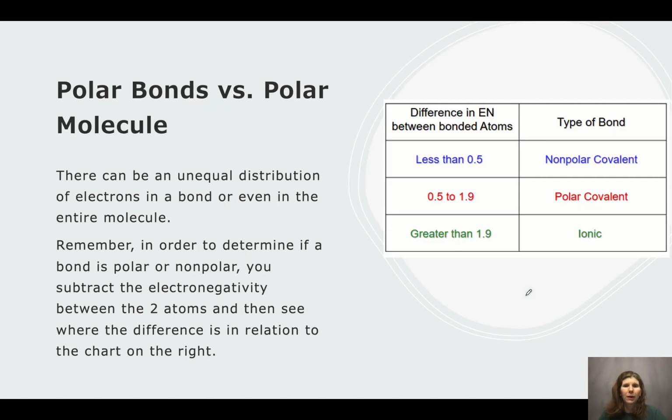So let's look at that. Polar bonds versus polar molecule. You can have this uneven or unequal distribution of electrons within a bond. In order to determine that, we're going to look at the electronegativity of each one of the atoms, subtract them, and see what that difference is. If that difference is less than 0.5, then we're going to say that the bond is nonpolar covalent, meaning that electrons are shared evenly or very close to evenly. If the electronegativity difference is between 0.5 and 1.9, sometimes you might see this at 1.8, then we're going to have polar covalent. So now we have an unequal sharing of electrons. Once you get higher than 1.8 or 1.9, then it is not covalent at all. The bond is actually ionic.